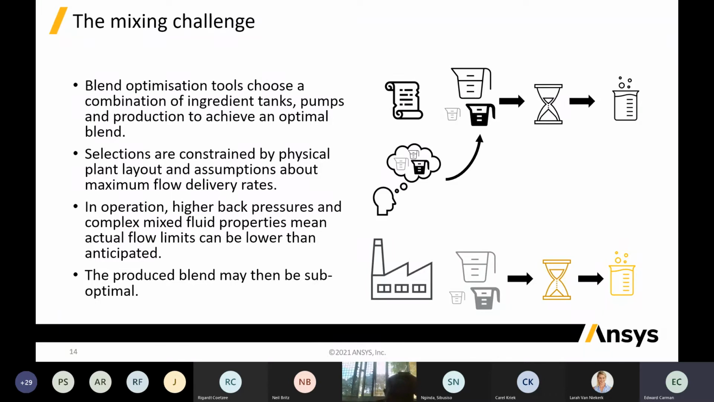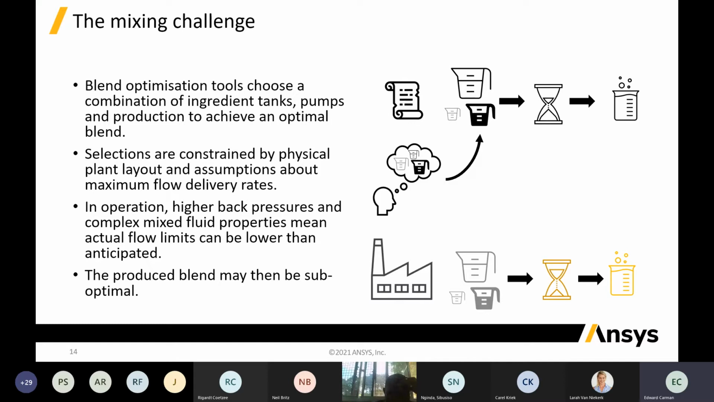The different tanks can have different qualities. They can have different costs, different supply constraints. How do you combine all of these things together to achieve an optimal blend, produce it in the time required, at the rate required, subject to constraints such as the plant layout and certain assumptions of flow delivery rates?